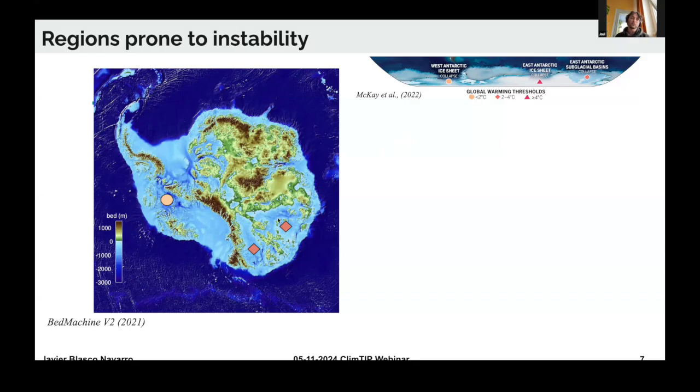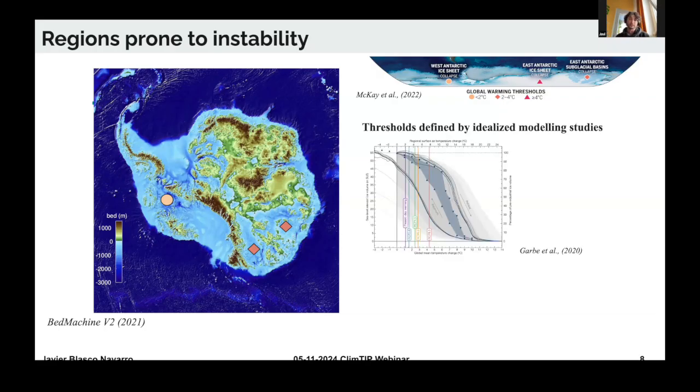And the other two regions are the Wilkes Basin and the Totten Basin. As you see, these are also marine basins, but in this case of the East Antarctic Ice Sheet. And although they are marine-based, they do not reach such deep depressions as in the West Antarctic case. So how do we set these warming thresholds for these ice sheets? One way to do it is through modeling studies.